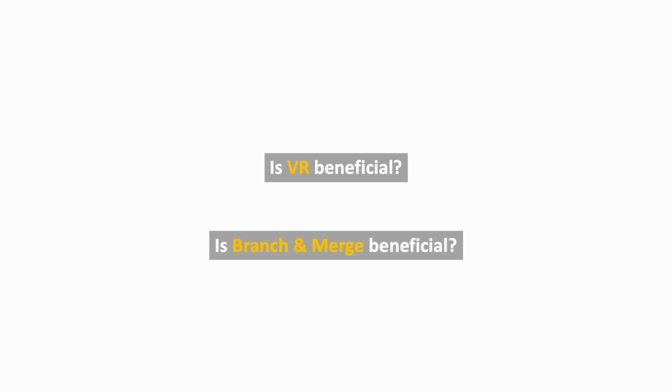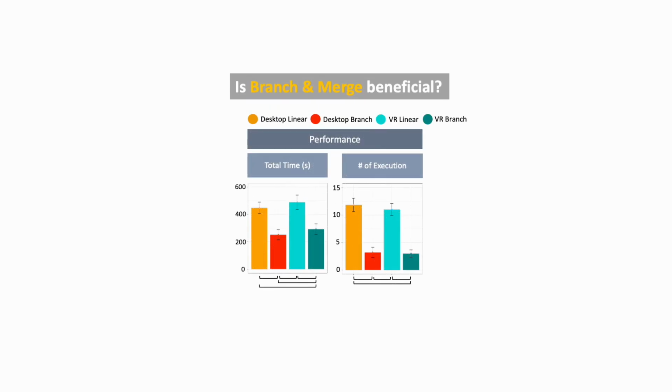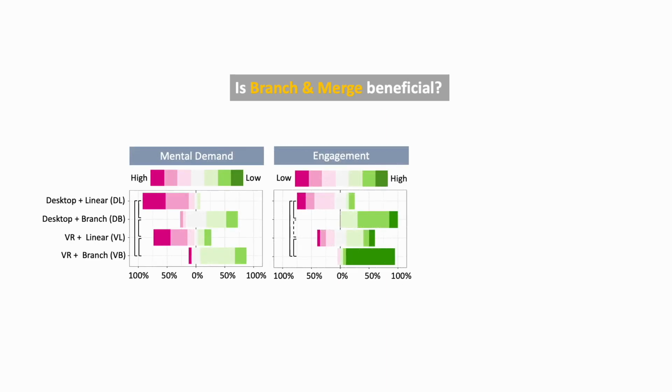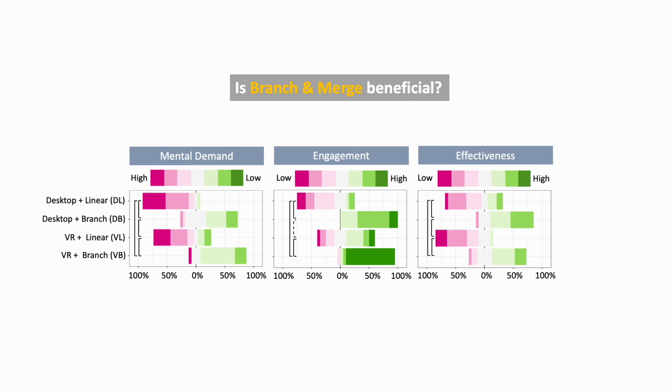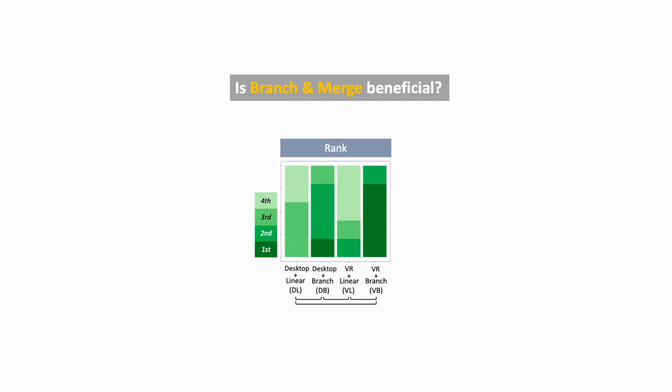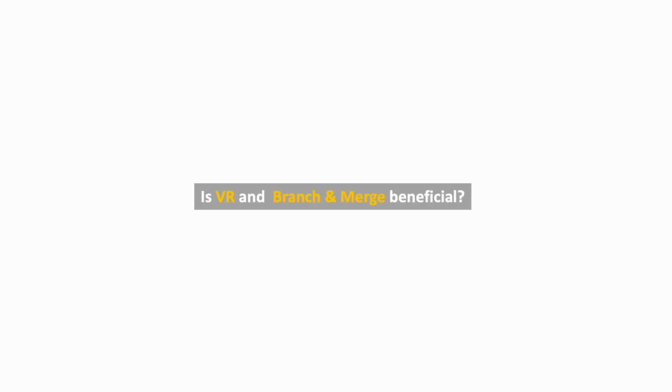Next, branch and merge. We found that branch and merge shows faster completion time and fewer executions. Additionally, participants responded positively to the branch feature, the last two rows in the graph, in terms of mental demand, engagement, and effectiveness. And users considered VR branch as the most preferred condition to perform tasks. Lastly, we also noted that both VR and the branch and merge feature were beneficial in navigation.